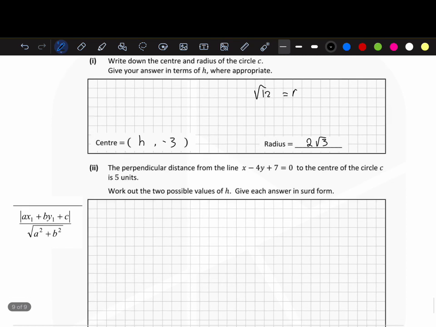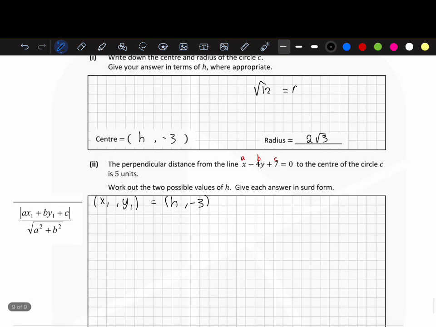So my x1 and y1 are going to be the center of the circle, which is equal to h and minus 3. And then my a, b, and c are going to be the coefficients of x, y, and then whatever the constant c is. So if you look here, this is going to be my a, this is my b, and this is my c. It tells us that the perpendicular distance is going to be 5 units.